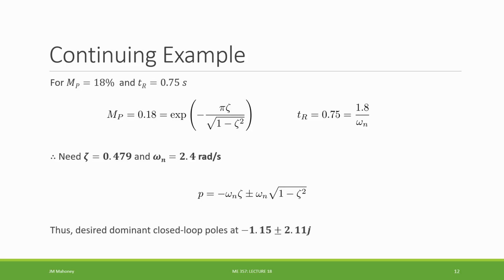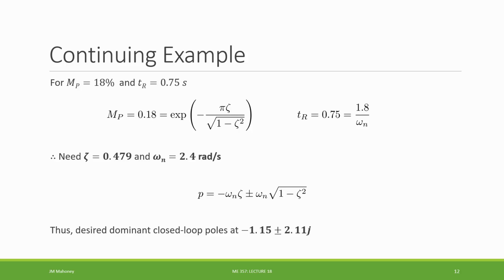So putting in our values for the natural frequency and for the damping ratio, this tells us that we want our desired closed loop poles, the dominant poles, to be located at negative 1.15 plus or minus 2.11 j. Now, there is a little bit of rounding here. I'm only keeping 3 digits of precision. So we, in theory, should get pretty close to the 18% and the 0.75 just based on these dominant poles.